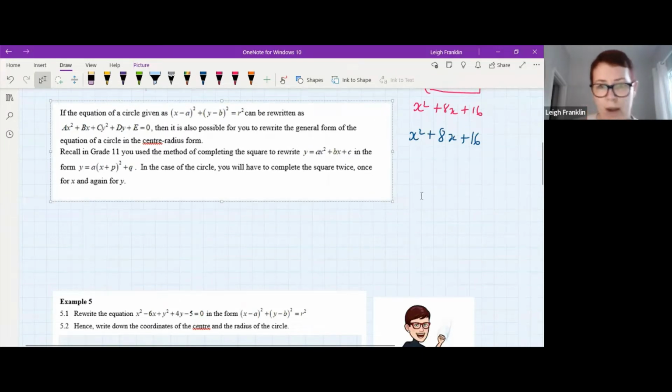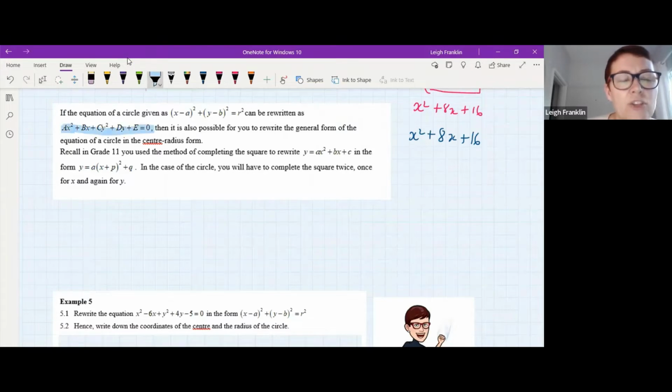All right, now, what we actually need to focus on here is not so much the removing of the brackets, but putting the brackets back in. What they often expect us to be able to do, matrics, is that they will give us something in general form, and they will expect us to rewrite that in center radius form. So now we're going from the blue to the yellow. It's a little bit trickier.